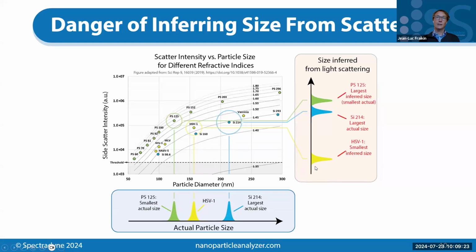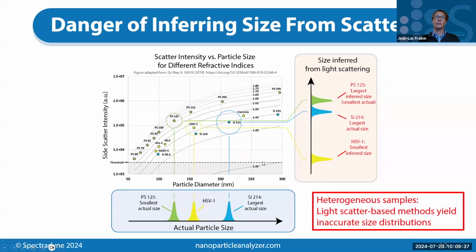And so essentially, my point here is that if you use light scattering to measure a particle size distribution, and you have a heterogeneous sample, it's not going to come out right, okay? And you're going to get the wrong size distribution and concentration as a result. So light scattering based methods yield inaccurate size distributions when the sample is heterogeneous, okay?